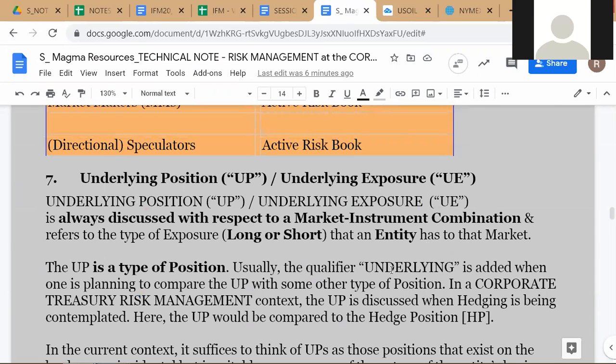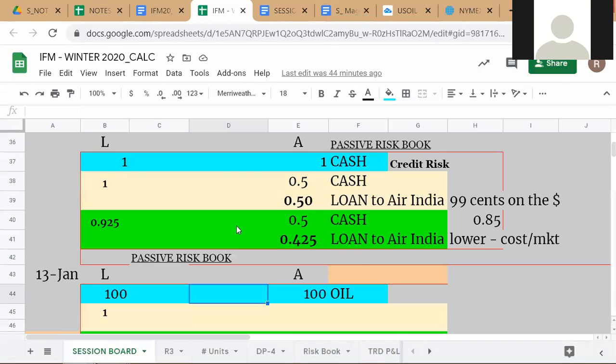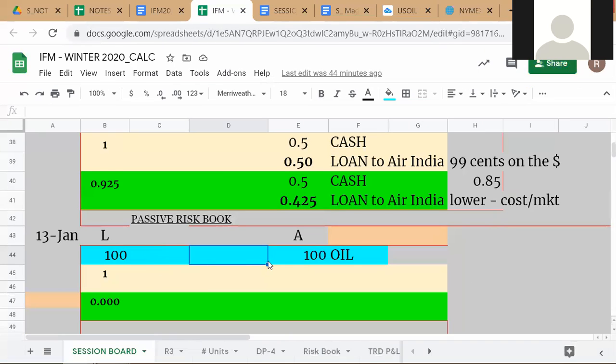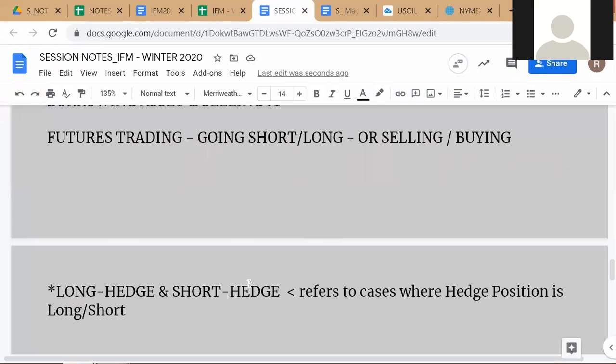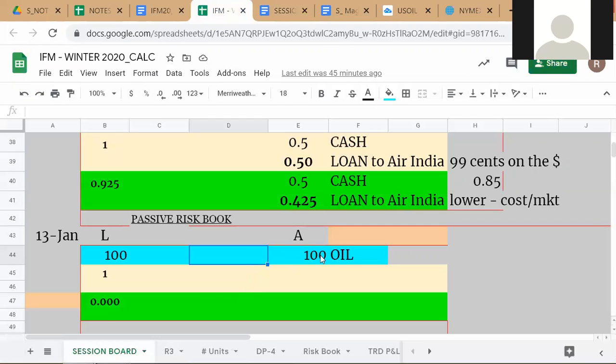If you go back to the example we discussed today, say Saudi Aramco has 100 million barrels of oil sitting in finished goods inventory. Now that's the underlying position. That is long oil. So what they will do is put on a short hedge, a hedge to offset this risk. Since the underlying position is long, the offset position will be short.